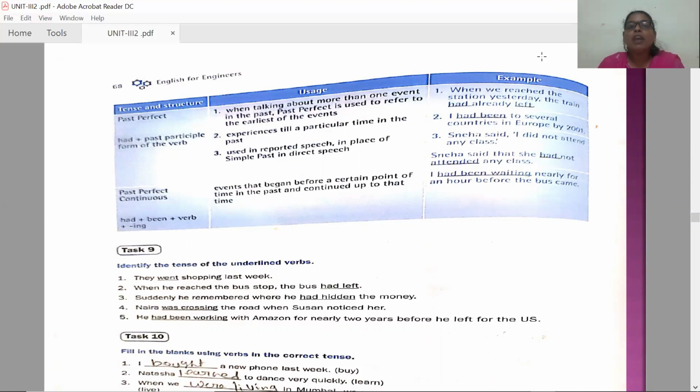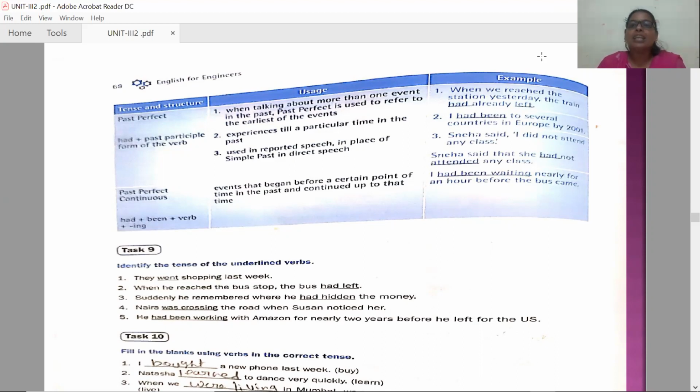So, when you are talking about more than one event in the past, two past actions you are talking about, more than one, it may be two or three. And the past perfect verb form will be in the earliest event, and the other past tense will be simple past events. Let me tell you. When we reached the station yesterday, this is one simple past tense. What is the action? We reached the station yesterday. The second action is the train had already left. This is past perfect verb form.